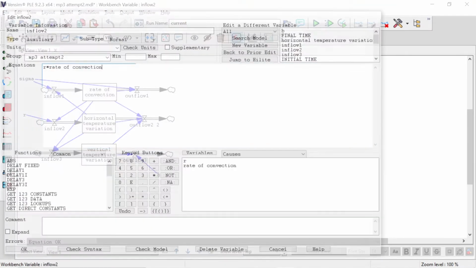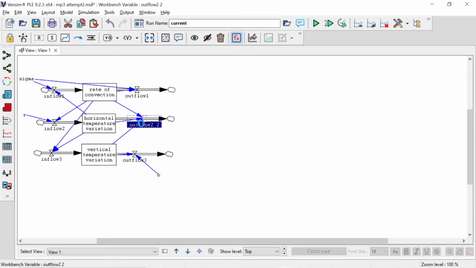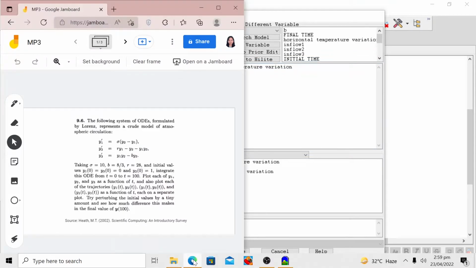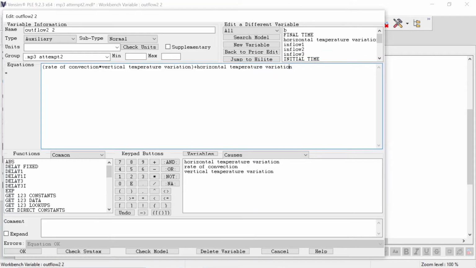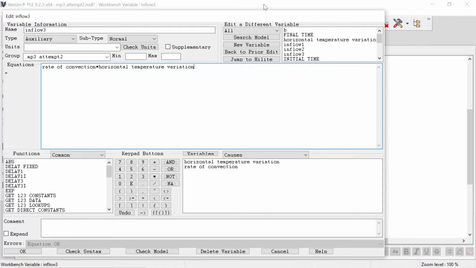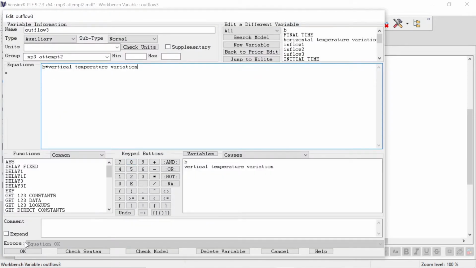For the second equation, the inflow is y1 multiplied by r, while the outflow is y2 plus y1 times y3. This is plus because the equation for y2 is already set to inflow minus outflow. Hence, the minus part of the equation is factored out. For the third equation, the inflow is y1 times y2, and the outflow is y3 multiplied by b.